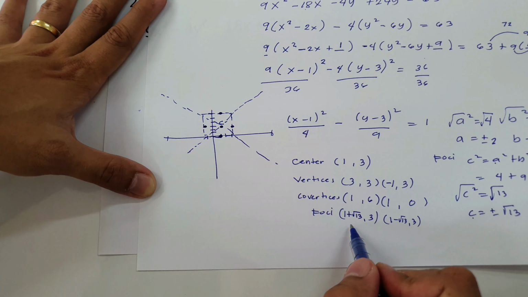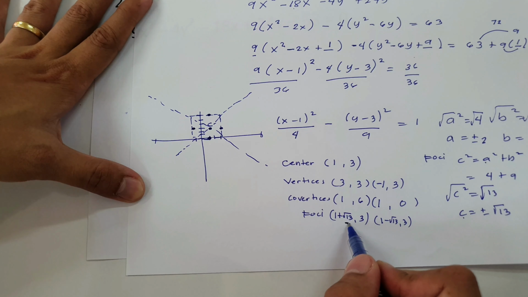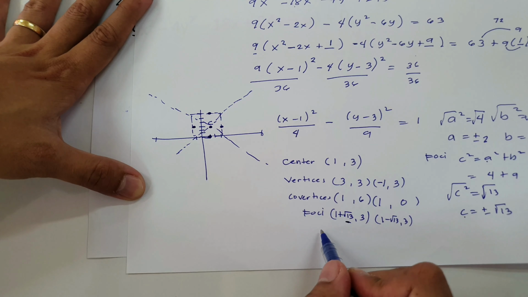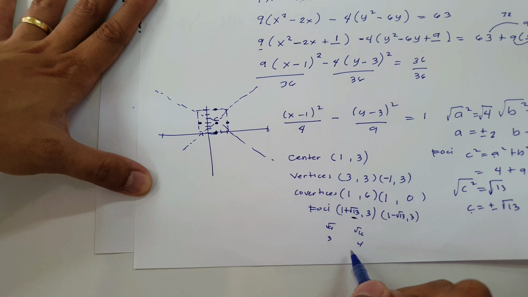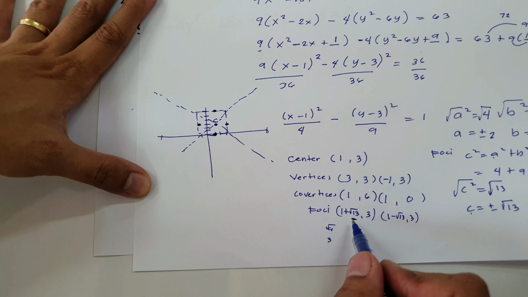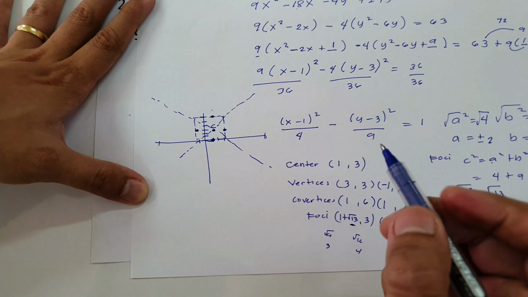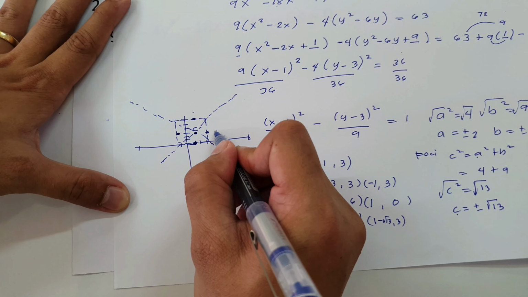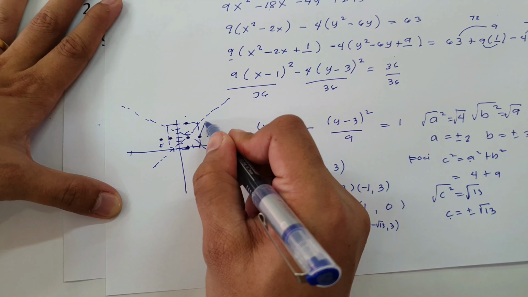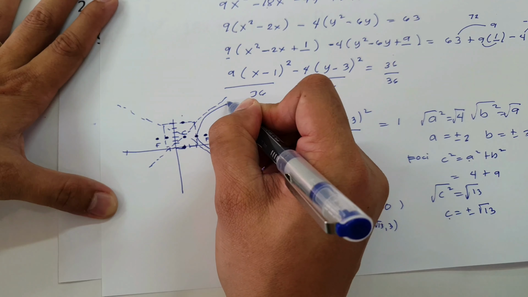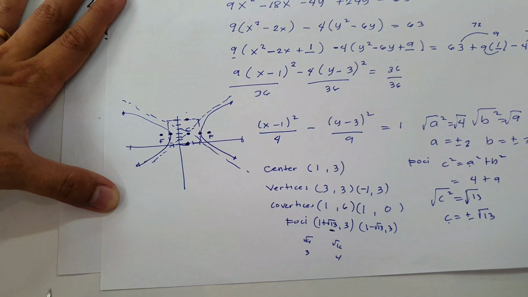And then let us plot 1 plus square root of 13 and 3. As you can see, we do not have square root of 13 on our graph. But the square root of 13 is between the square root of 9 and the square root of 16, that is 3 and 4. That means square root of 13 plus 1 is between 4 and 5. So let's say that our focus is here, and the other one on the other side. Then we're going to have the graph. So this will be the sketch of our graph.